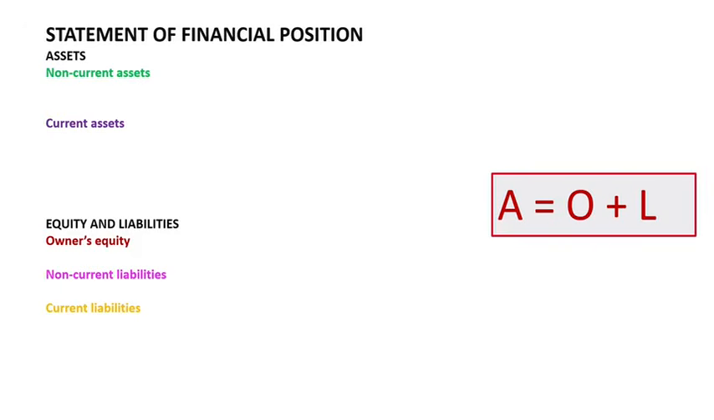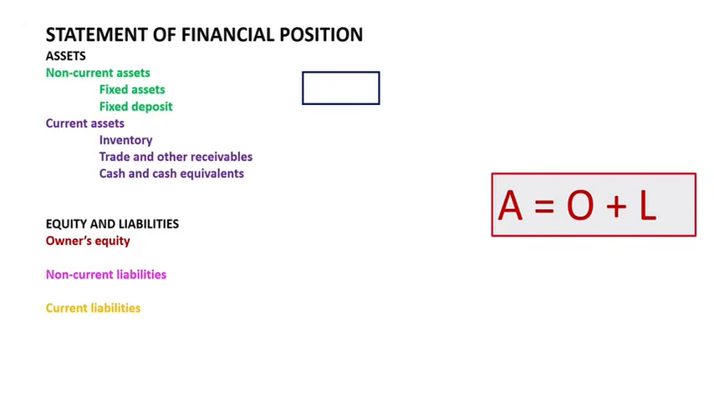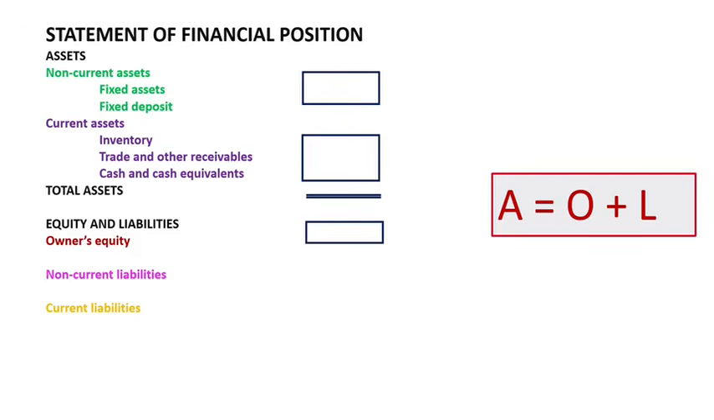Non-current assets, that will be your fixed assets, fixed deposit. In the block, at the top of the block, the total. Current assets, you have inventory, trade and other receivables, cash and cash equivalents. Total of the block, next to current assets, and then you have the total assets. Non-current plus the current assets will give you the total assets. When we move down to the bottom part, equity and liabilities, owner's equity, we have a note for that where we calculate the owner's equity.